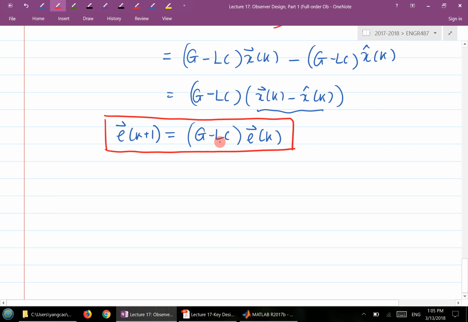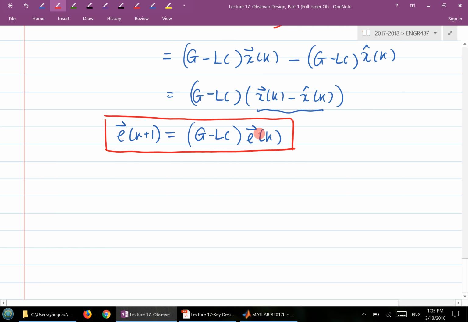You define the L here. So that's a degree of freedom. That's what we still call the design, right? So you design the L to be whatever it is, which will define the response or the dynamics for the error here.